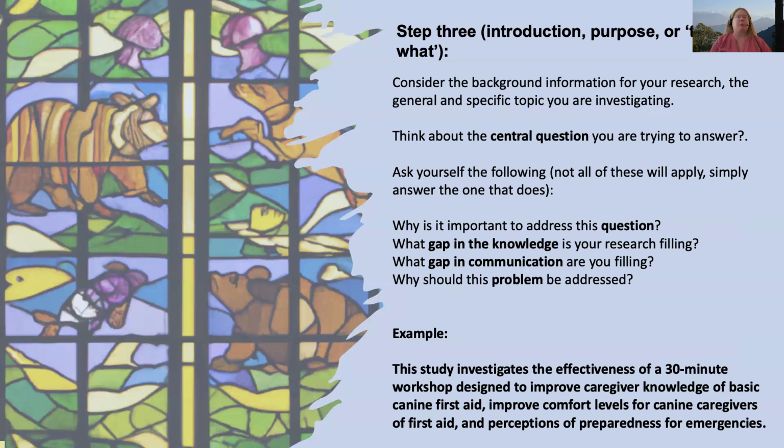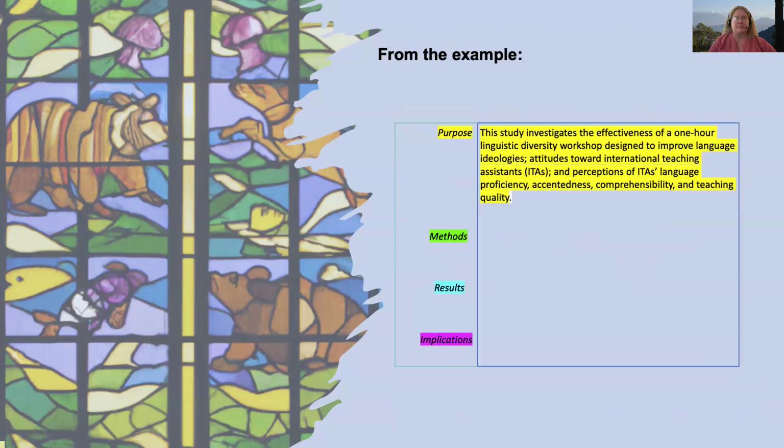Here's an example of a good purpose statement. This study investigates the effectiveness of a 30-minute workshop designed to improve caregiver knowledge of basic canine first aid, improve comfort levels for canine caregivers of first aid, and perceptions of preparedness for emergencies. Let's look at the example from the George Mason University Writing Center. This study investigates the effectiveness of a 1-hour linguistic diversity workshop designed to improve language ideologies, attitudes toward international teaching assistants, and perceptions of teaching assistants' language proficiency, accentedness, comprehensibility, and teaching quality.